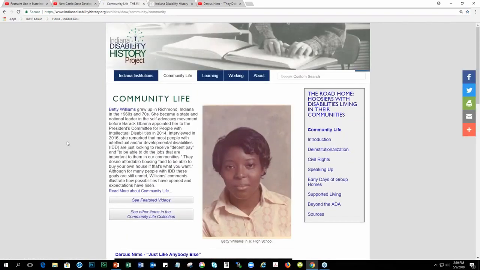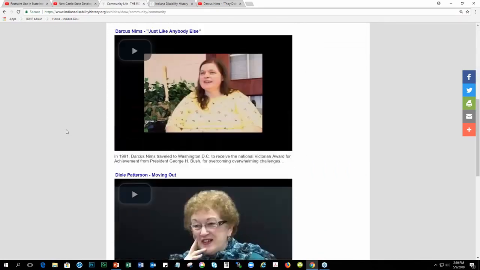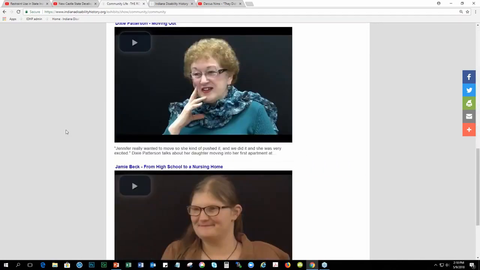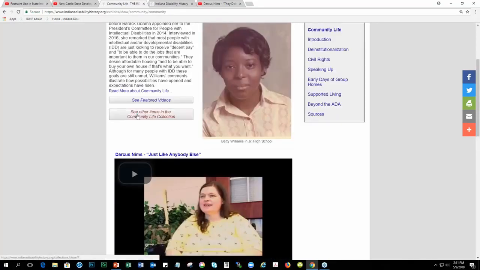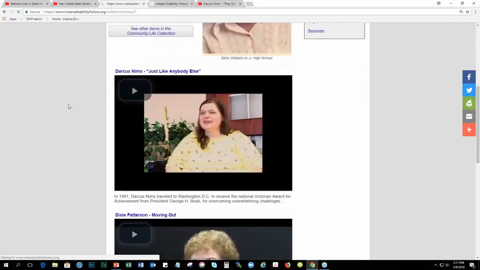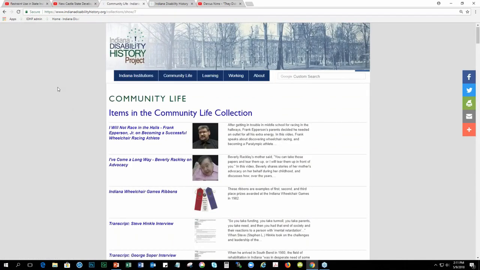The Community Life page shows a profile of Betty Williams with biography on the left and a portrait of a young black woman with short permed hair on the right. These topic areas all have brief histories in text. You can read those if you like, and they're broken down into chunks with pictures, or not. If you prefer to just watch the videos, we've got some featured videos for each of our collections. You can also see all the other items in a particular collection by clicking on the See Other Items link. And this will show you.